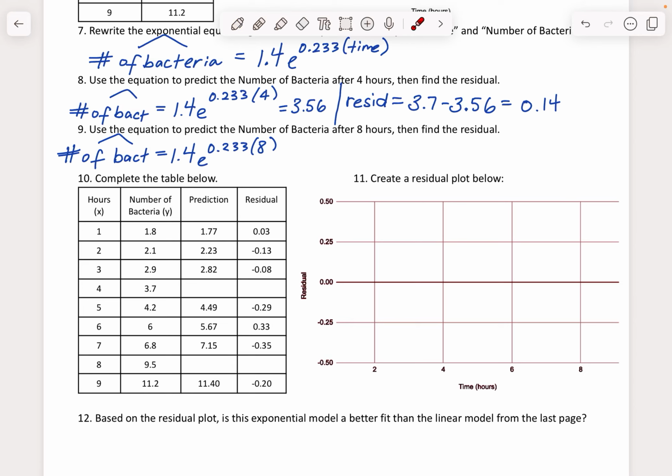Okay, students, we are back. And let's see how we did. Let's see what our residual plot looks like.